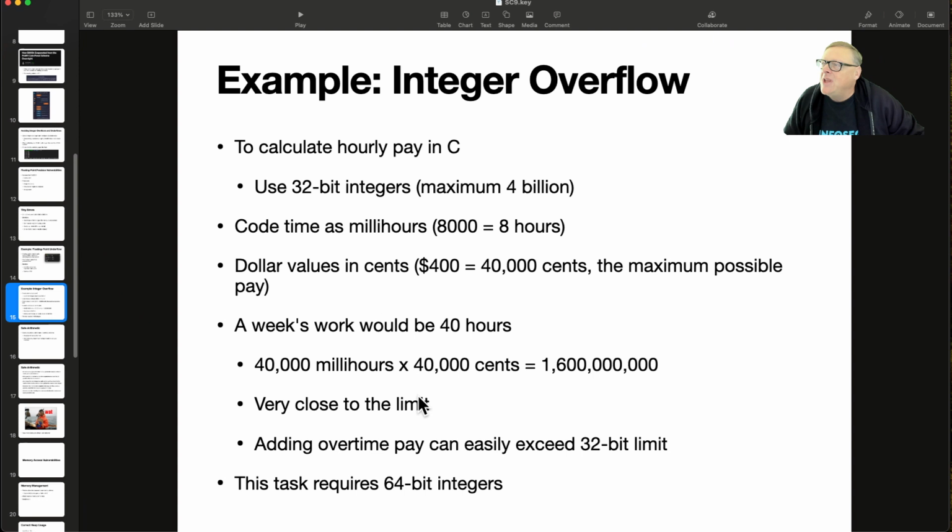Therefore, if you had something like overtime pay, you could easily exceed the 32-bit limit. So even though you might not imagine it, this task requires 64-bit integers, not 32-bit integers. It's easier to overflow than you might imagine.